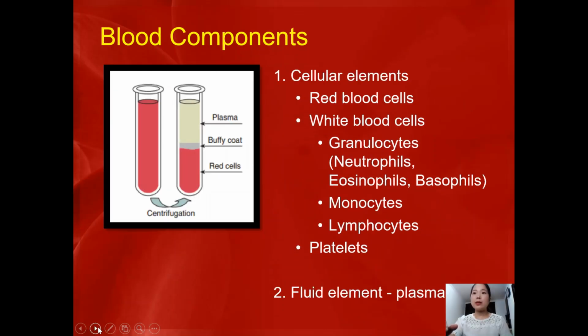Blood components can be divided into the cellular and the fluid element. So if you draw blood and have it centrifuged, the heavier cellular elements, your red blood cells, will settle, followed by the buffy coat. The buffy coat is composed of the white blood cells and your platelets, and the upper portion is a fluid element called plasma.